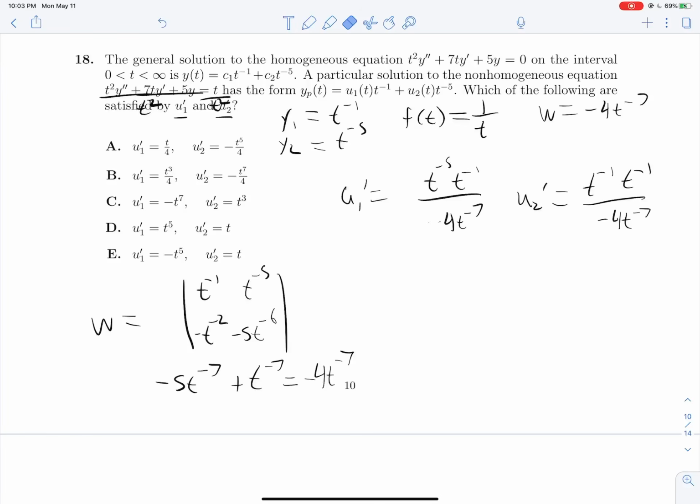Let's get rid of those. We will have t to the 7th on the top and t to the 6th on the bottom. So this will just give us t over 4 there, and that gives us our answer choice. 18 is A, but then over here we get t to the negative 2 and t to the negative 7 on the bottom, so we'll get t to the 5th over negative 4. And that is exactly what 18, option A, is telling us.